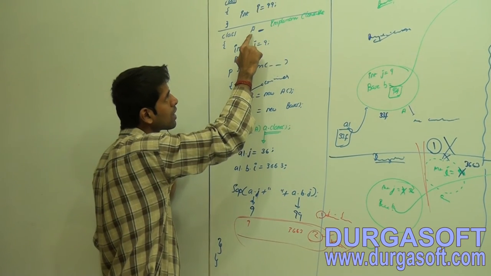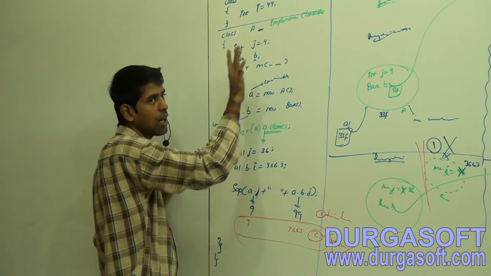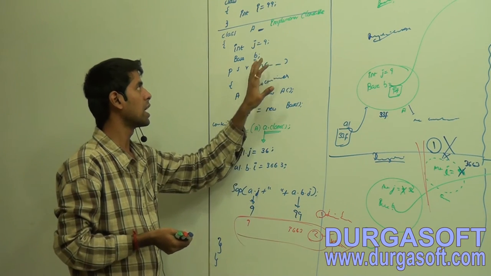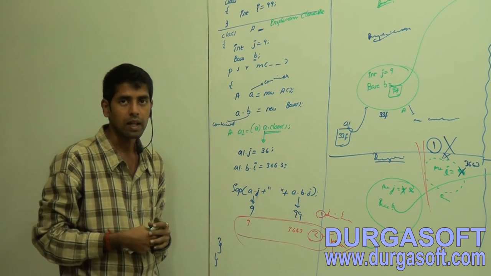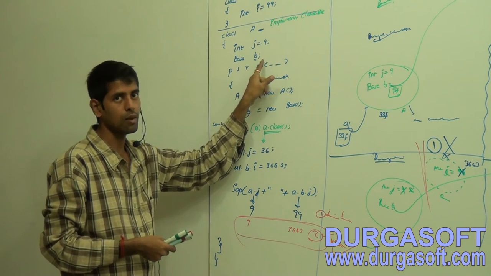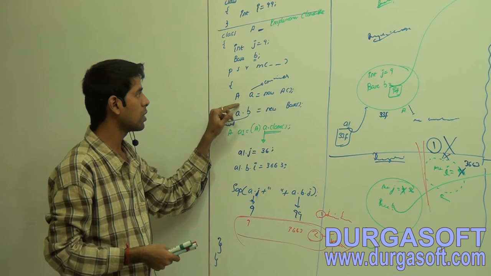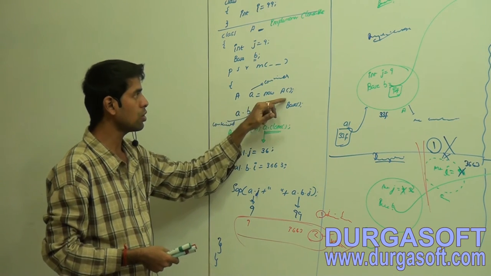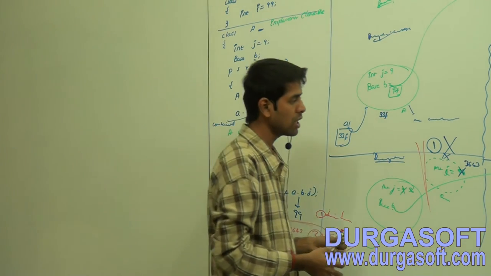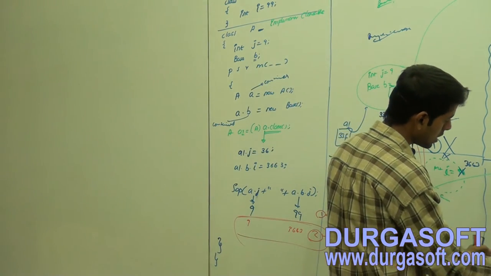So here I have taken one class called A, which has a variable j with the value 9, and a contained object variable, which is b. I created an object, A equals new A. Because of this, only this object has been created.